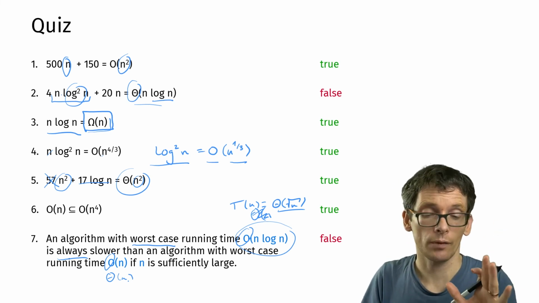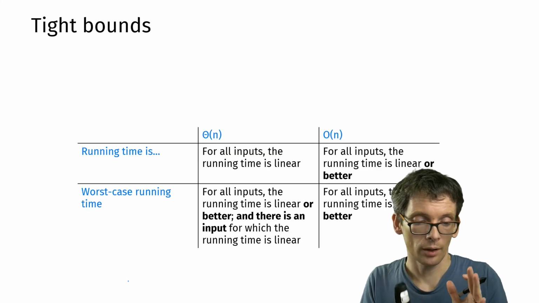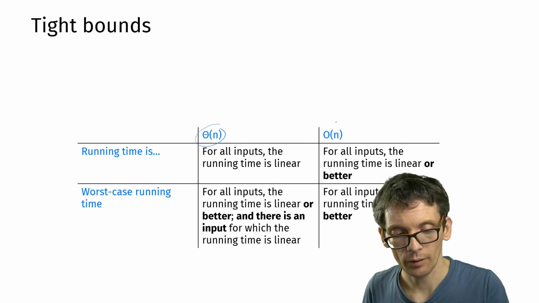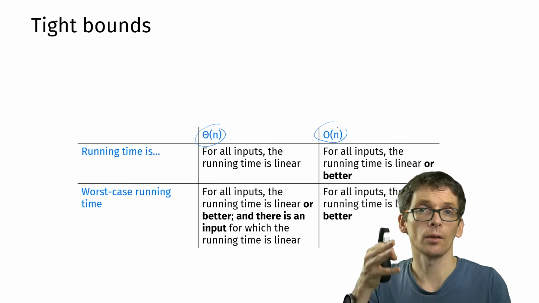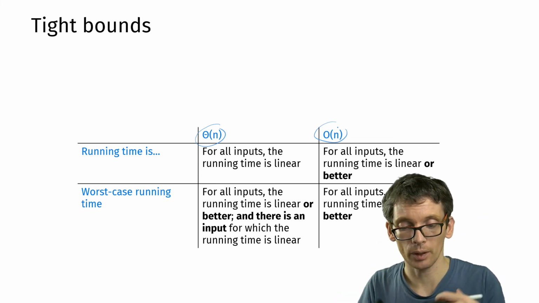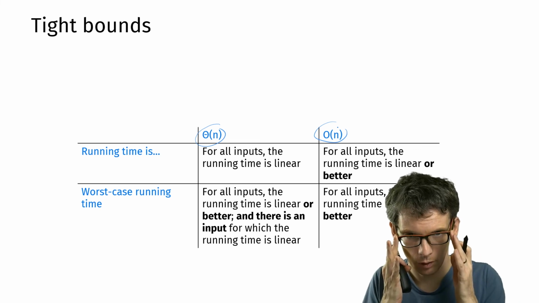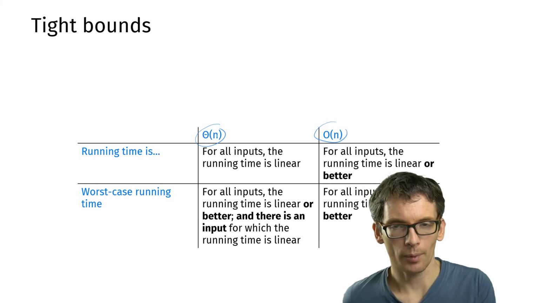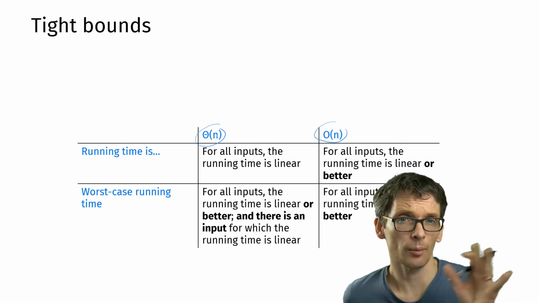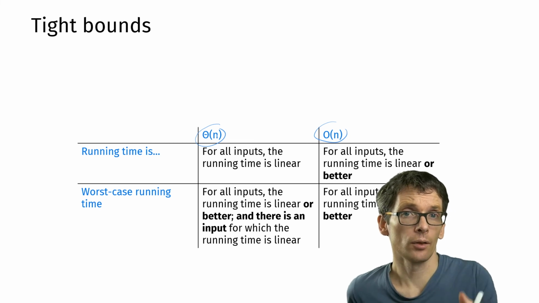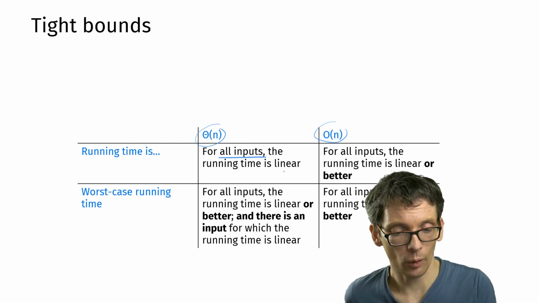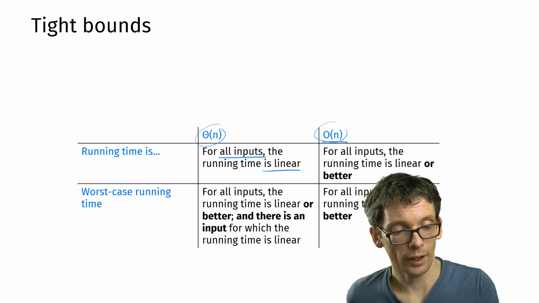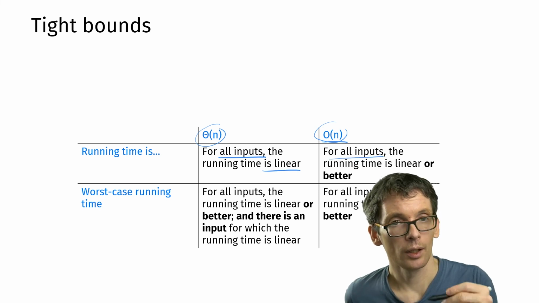Maybe the next slide also clarifies this a little bit, because this is something that is sometimes confusing. When should we be writing theta? When should we be writing O? What does it mean if the running time is in theta of n? What does it mean if the worst case running time is in theta of n? If I say the running time is in theta of n, I probably mean the worst case running time, but I'm not saying it, so I have to assume I mean the running time in general. Then I would have to have that for all inputs, the running time is linear. In contrast, if I say O of n, then I'm saying for all inputs, the running time is linear or better.